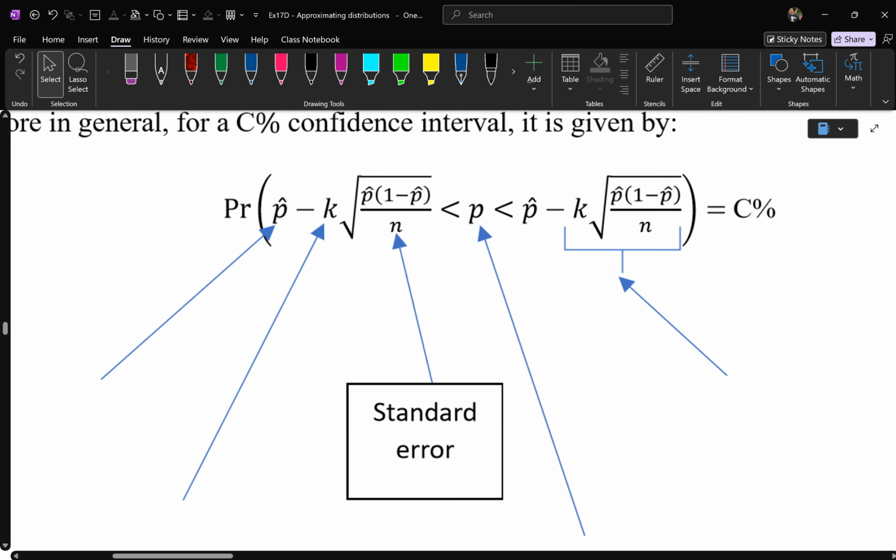Should there be a P to the right hand, P plus K? Oh, thank you. Clearly, I was testing you guys. Yes, that is a P plus. All right.